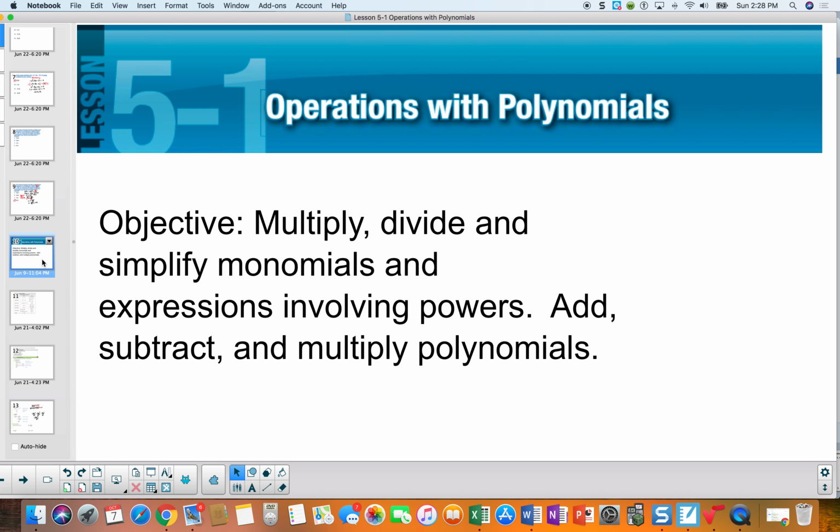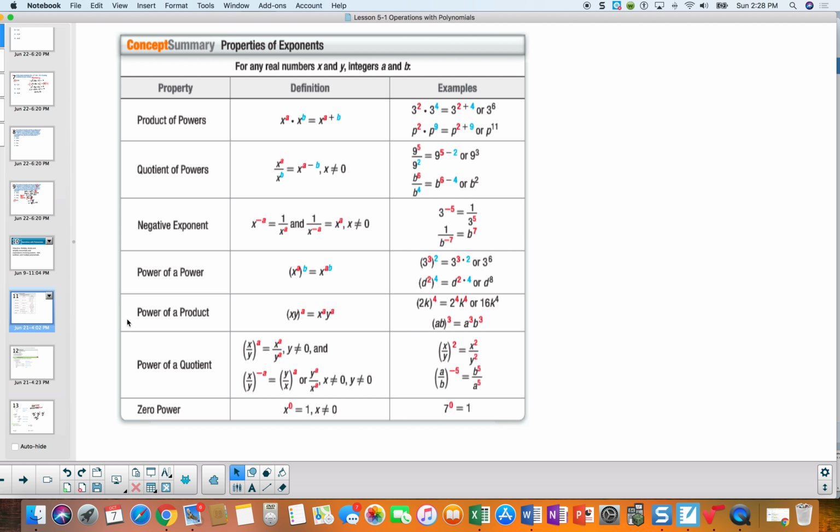Lesson 5-1, Operations with Polynomials. Objective: multiply, divide, and simplify monomials and expressions involving powers. Add, subtract, and multiply polynomials. These are the properties of exponents. Let's take a look at the property.